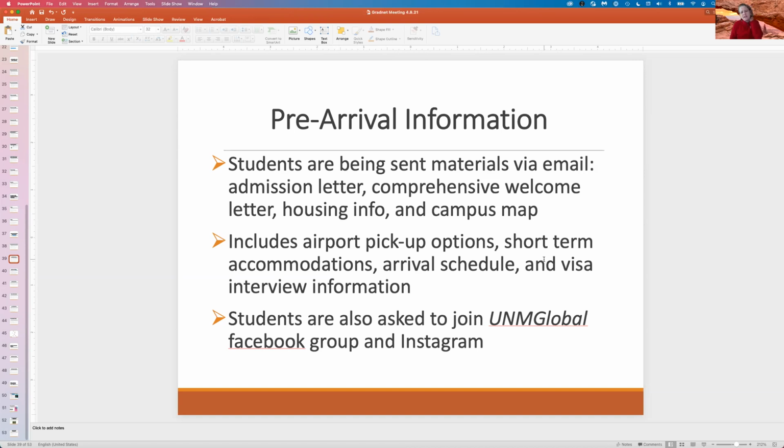When I send the slides, I'll send you a sample of the graduate brochure, so you'll see that as well. In it is an arrival schedule and then the visa interview information, what they should talk about at the visa interview, along with a few other things relating to arriving here. Then we ask them to join our UNM Global Facebook group and our Instagram, so that they can get notifications that way as well.